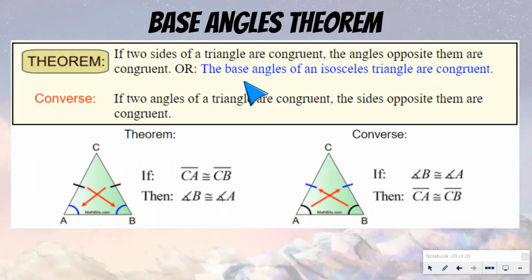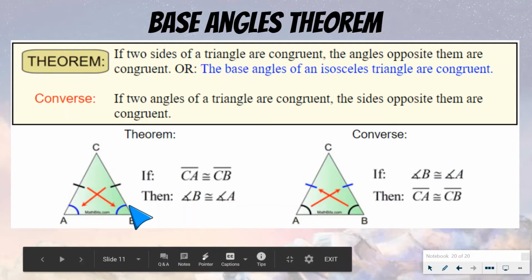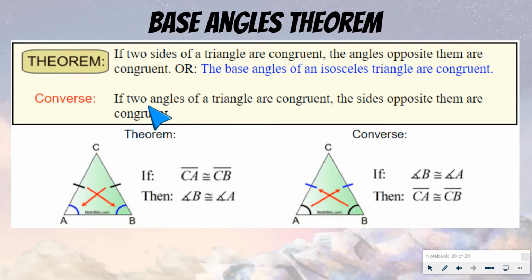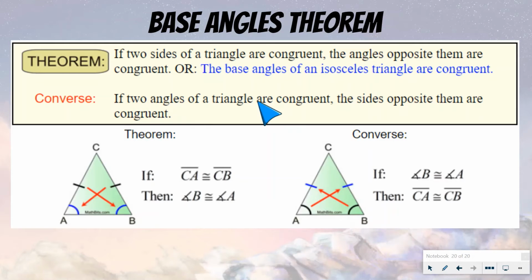The base angles theorem specifically talks about isosceles triangles. So if two sides of a triangle are congruent, that's our given statement in the base angles theorem, that the sides are congruent, then we can jump to the conclusion that the angles are also congruent. The converse of that is just going the opposite direction. If the two angles are congruent, then we can jump to the conclusion that those two sides are also congruent.